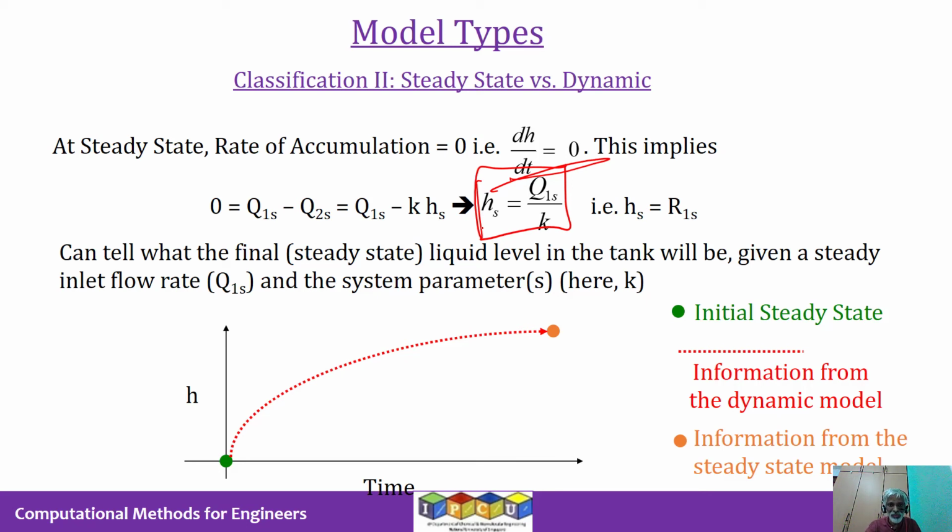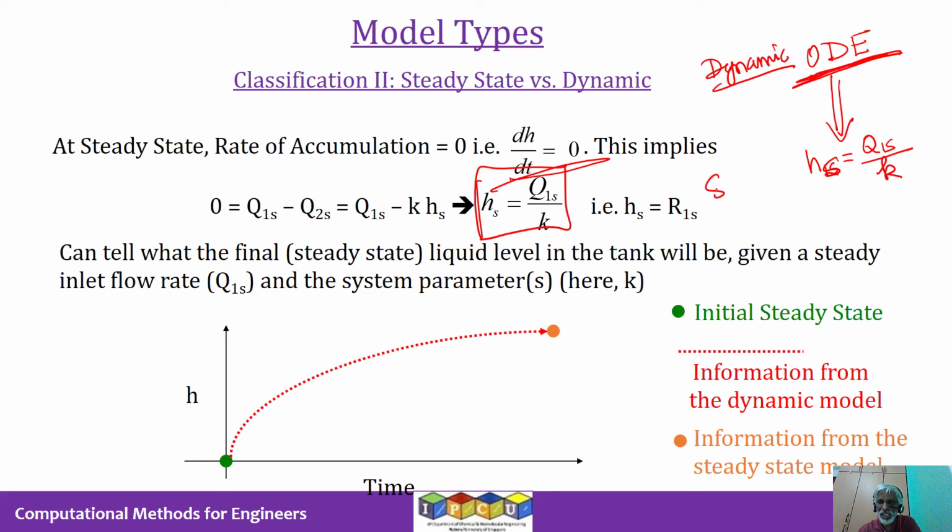So what has happened is, you start with the ODE, which is a dynamic model. So this represents the dynamic behavior of the tank system. Now you assume steady state, and then at steady state, your equation of the system reduces to this form. HS is equal to Q1S divided by K. So in dynamic state, the system is described by an ODE. In steady state, when you assume dH by dt is equal to 0, the equation becomes algebraic. So that is what happens when you assume steady state.